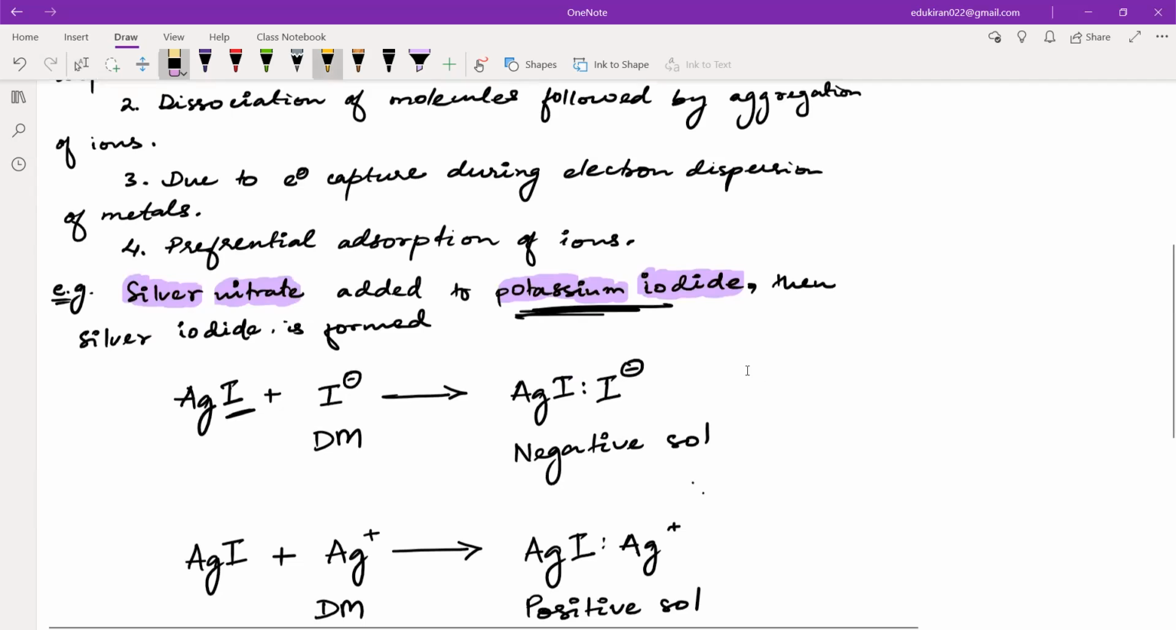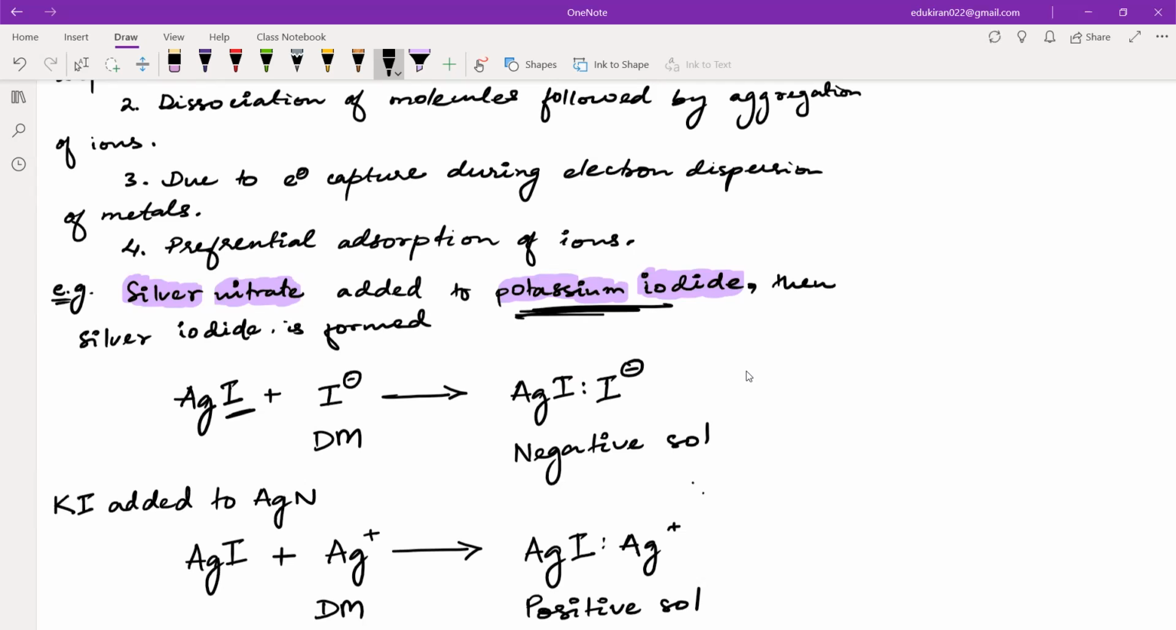Okay, just write here. So these are two different things. Silver nitrate added to potassium iodide, then we have a negative sol. KI added to silver nitrate, we will get a positive sol.